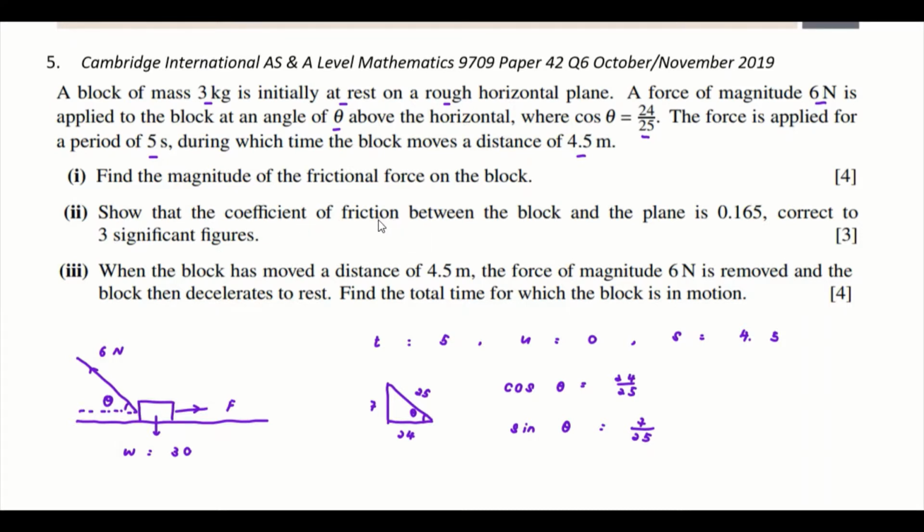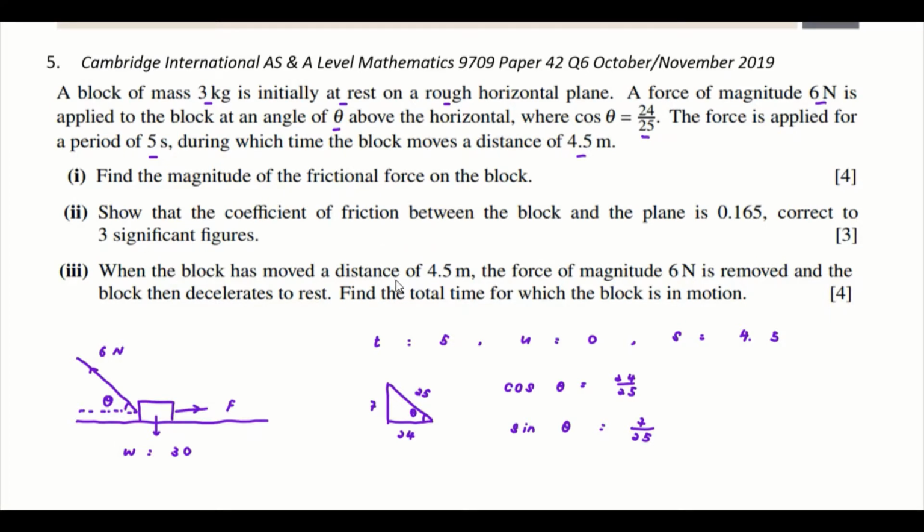So you can roughly imagine that in your part one, while you are solving it, you shouldn't do anything about your mu R yet, because that's the part that comes in for your part two. That's why this can give you an idea how you should go with the question. Then after that, you need to find the magnitude of the frictional force, then show the coefficient of friction. It's basically to find your mu.